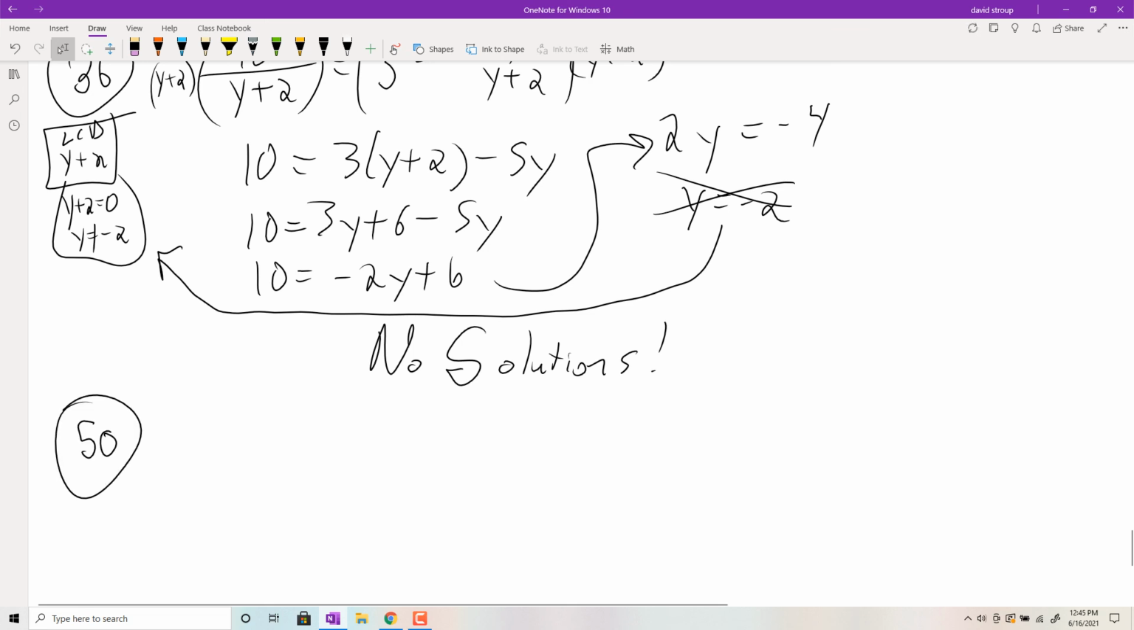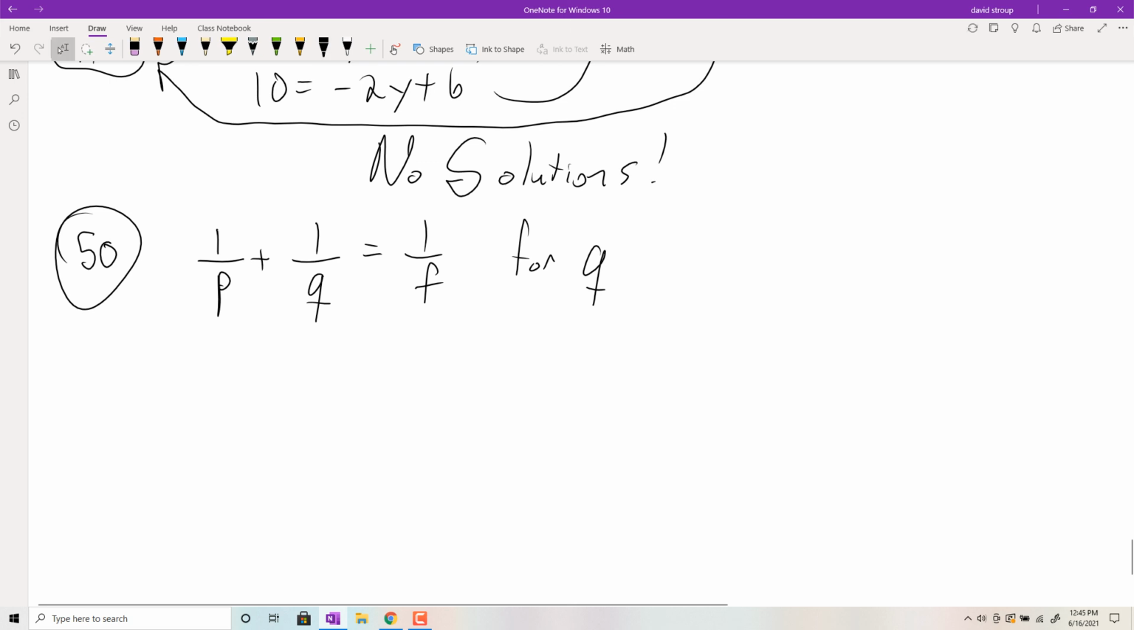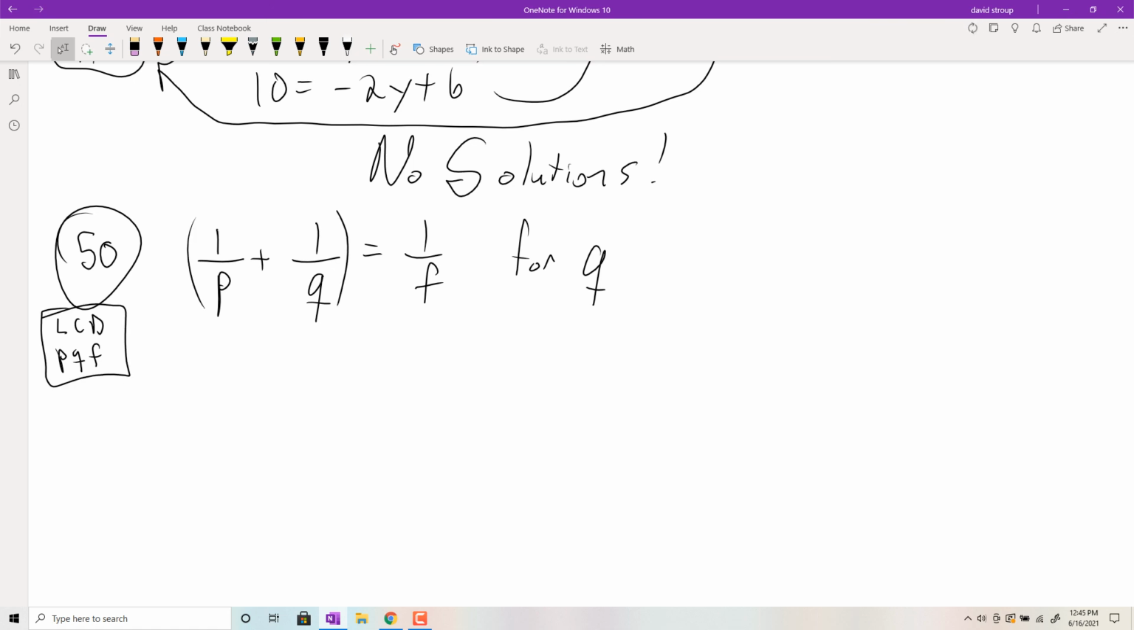Literal equations then, so you see these in our biology class and physics and chemistry. We want to solve for a particular variable, and in this case we want to solve for q. So first I'm going to get rid of the fractions, multiplying by the LCD, which is PQF. You don't have to worry about restrictions in these problems. So PQF on both sides.